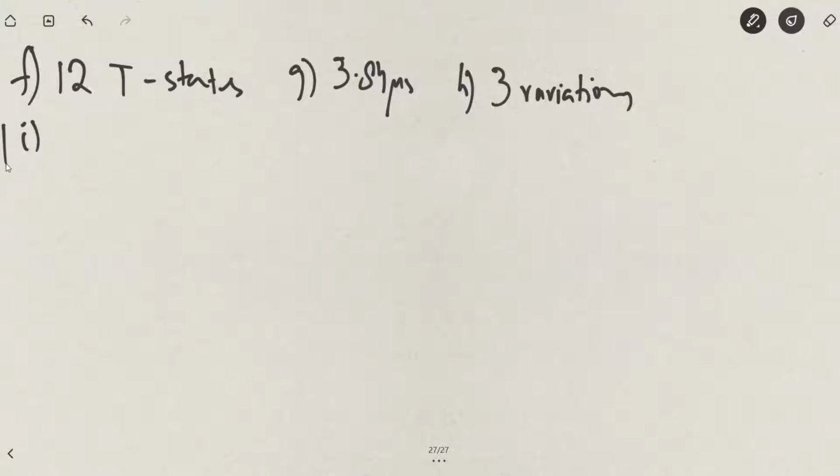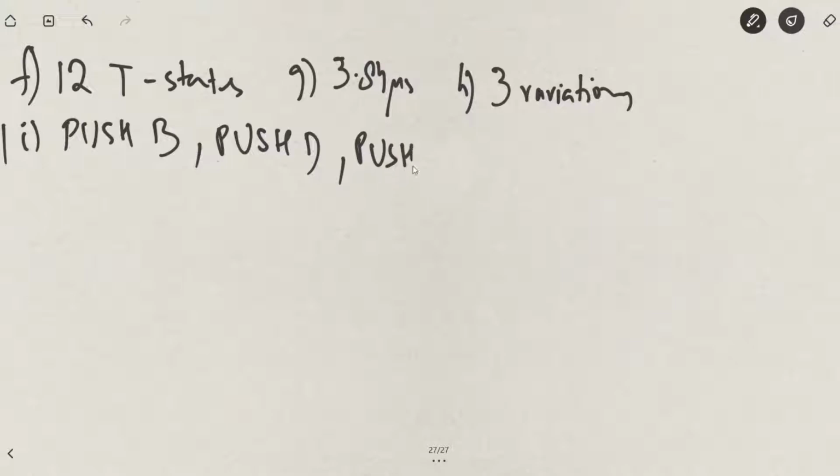And what are those 3 variations? You will have PUSH B, PUSH D, and PUSH H. So B is the BC register pair, D is the DE register pair, and H is the HL register pair.